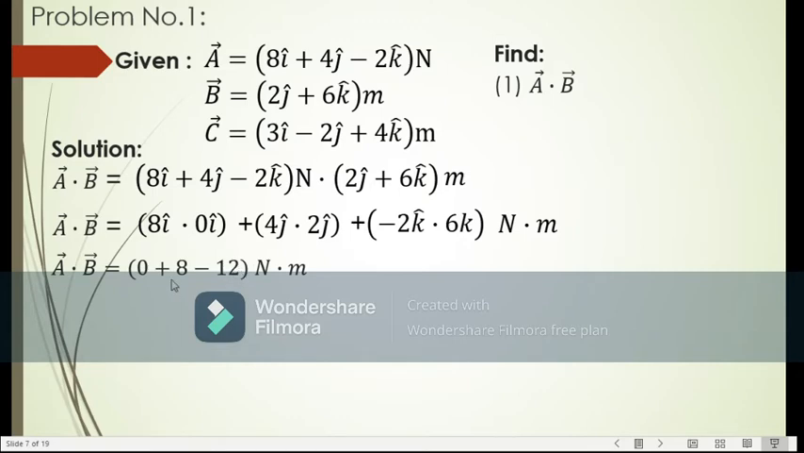So simplifying this will give us an answer of negative 4 Newton dot meter. So again, A dot B will have an answer of negative 4 Newton dot meter, which is a scalar quantity. So we don't have any direction for the dot product, only the magnitude.